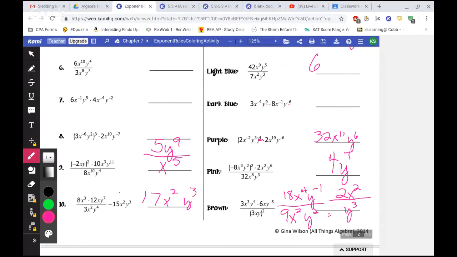So 9 minus 2 is what? 7. And the end result is positive, so it stays in the numerator. And then 5 minus 3 is 2, and it's positive, so it stays in the numerator. So there's no longer a denominator in this problem. So it's just 6x to the 7th y squared.